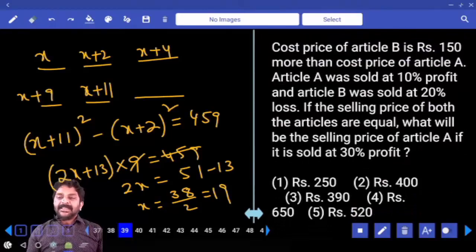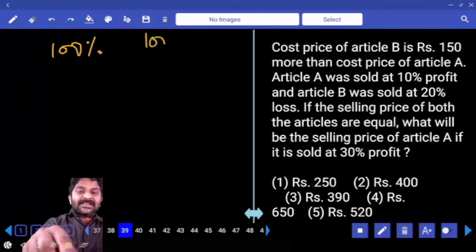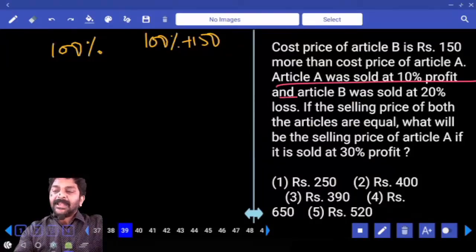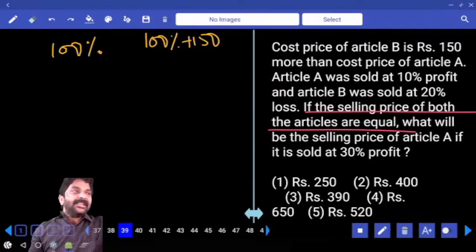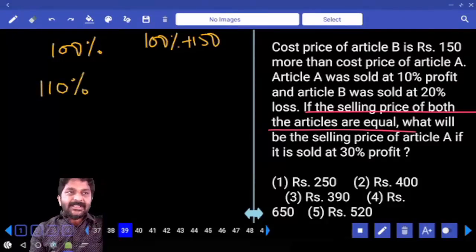Cost price of article B is 150 more than cost price of article A. If A article cost price is 100%, B cost price is 100% plus 150. Article A was sold at 10% profit. Article B was sold at 20% loss. If the selling price of both the articles are equal, right? Look at this. A was sold at 10% profit, right? That means selling price is 110% only.